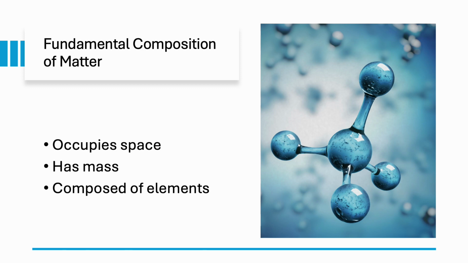So now starting with chapter 2, it starts with the fundamental composition of matter, which means matter is anything that takes up space and has mass, and all matter is made up of one or more of the 92 elements.